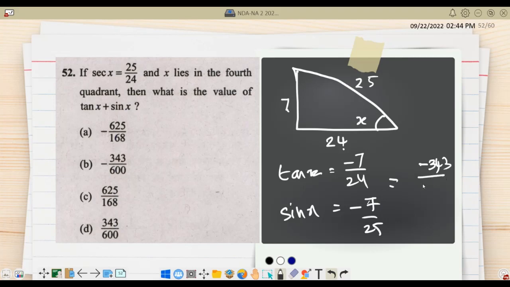we're going to get minus 343 divided by 600. Multiplying this, we're going to get 600. So minus 343 divided by 600. Since 343 is a prime number, we can't really do anything after that. So we're going to leave that as it is. Okay.